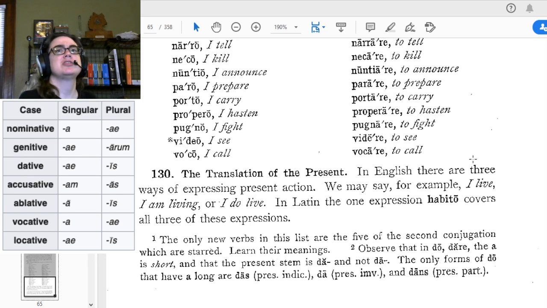All right. In English, there are 3 ways of expressing the present. I live, I am living, I do live. So we can translate with any of those phrases. Latin just says habito. You figure out the style of living.